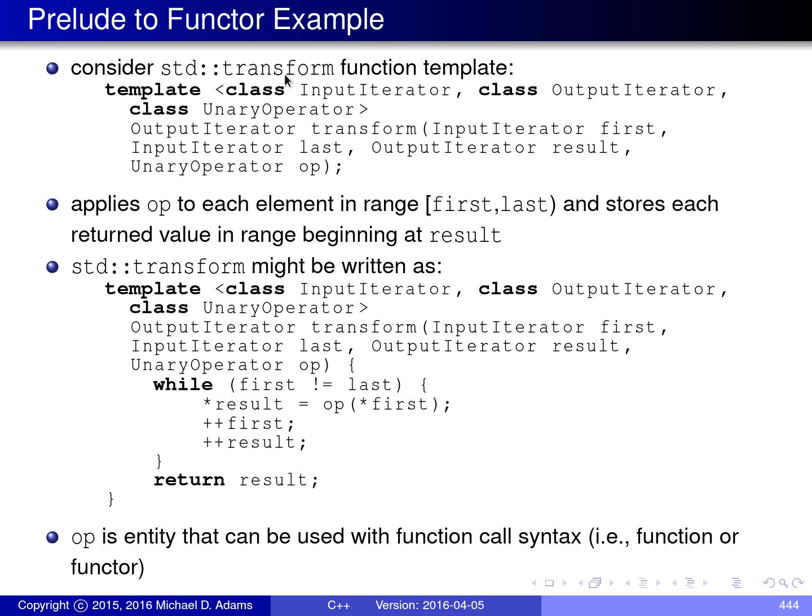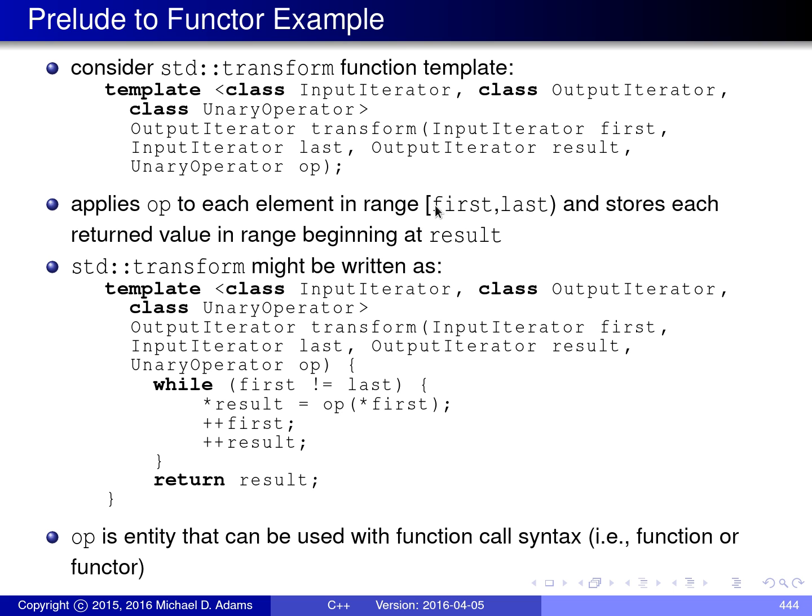What this transform algorithm does is take as input parameters 2 iterators which specify a range, first and last. They specify a range of input data to iterate over. It takes another iterator which refers to a place to write the output data that's generated by this transform operation. And it also takes something called op, which corresponds to a function or functor that can be invoked with the function call operator. For each element in the range from first to last, it will apply this op function to that element, and then the return value from the op function is written to the place indicated by the iterator result.